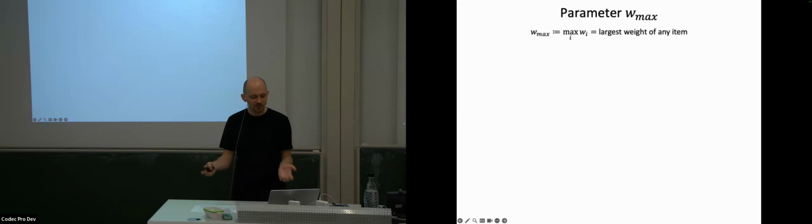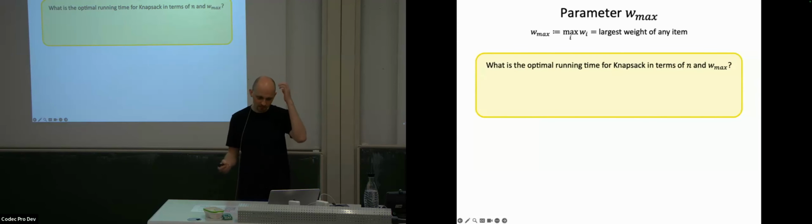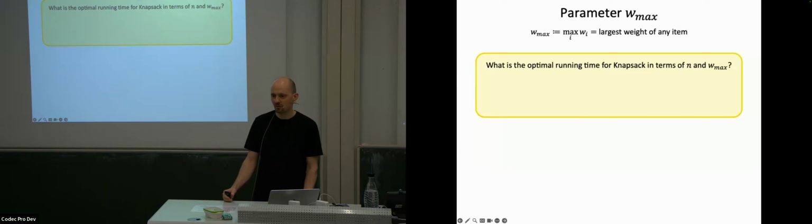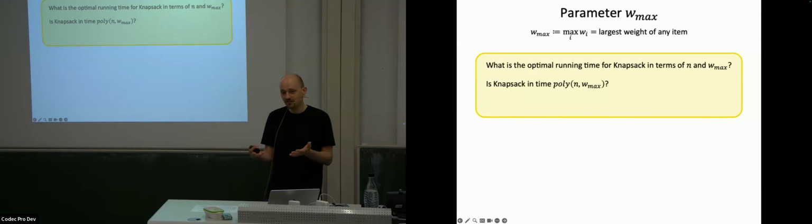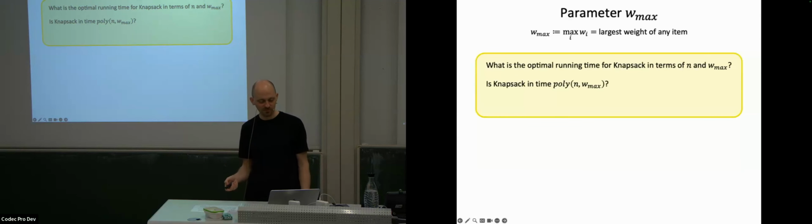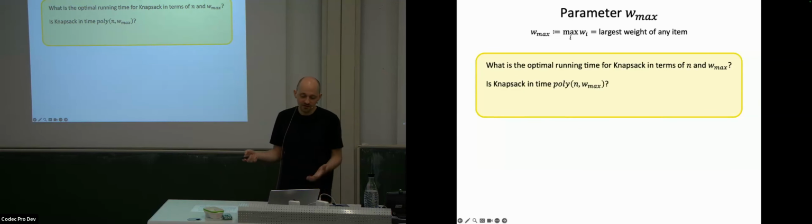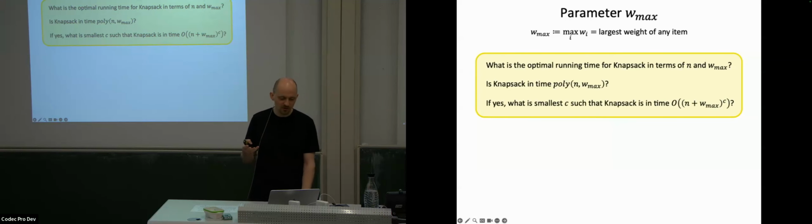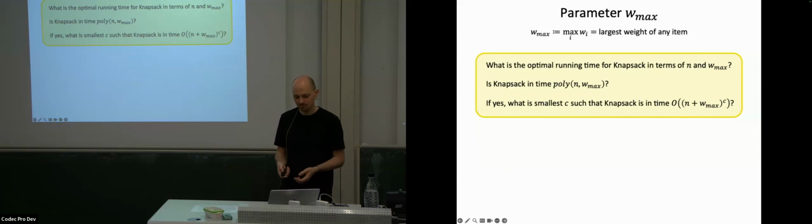Because it's a smaller parameter, so it just makes sense to study it. And then, now we fix the parameterization to n, the number of items, and w_max. We can again ask, what is the optimal running time of the problem in terms of these parameters? Let's first ask, is it in polynomial time in these two parameters? If it is, what is the optimal exponent? What is the smallest c, let's say, such that it is in time (n + w_max)^c?